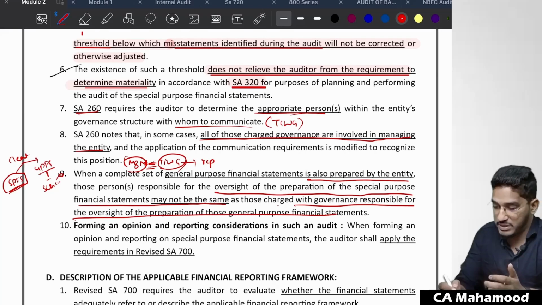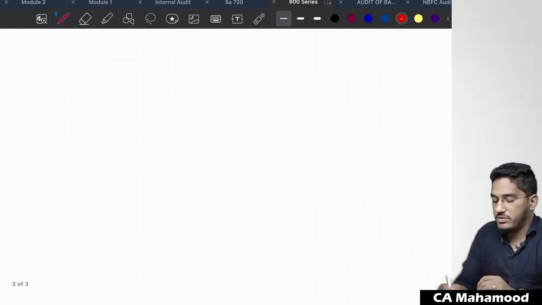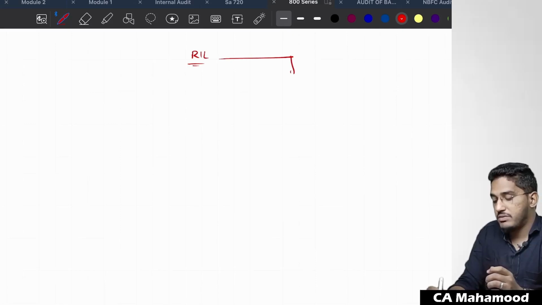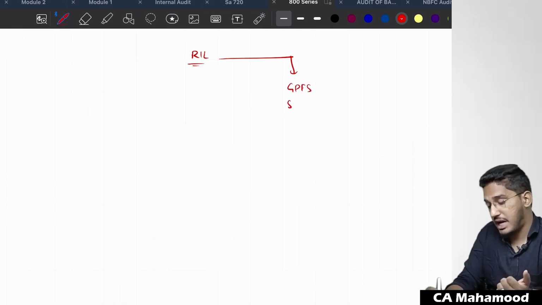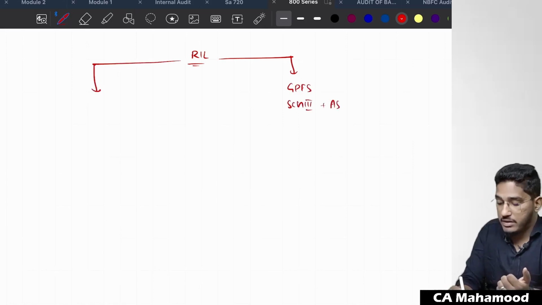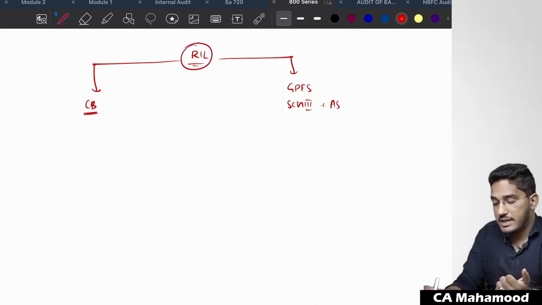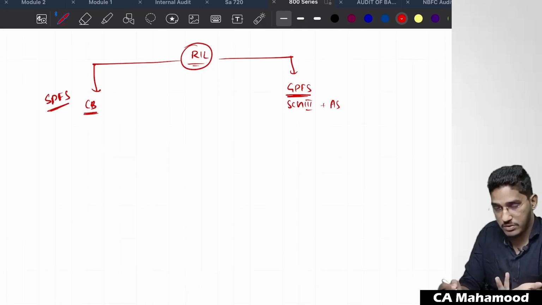General point which is having no specific reference. So what they are trying to say here is, take for example Reliance Industries Limited. For the purpose of their shareholders, their common users, they have prepared one general purpose financial statements as per Schedule 3 and accounting standards. For the purpose of the banker, they have prepared the financial statements on cash basis. Now, if you see here, Reliance has prepared financial statements as per general purpose financial statements also, and as per special purpose financial statements also.